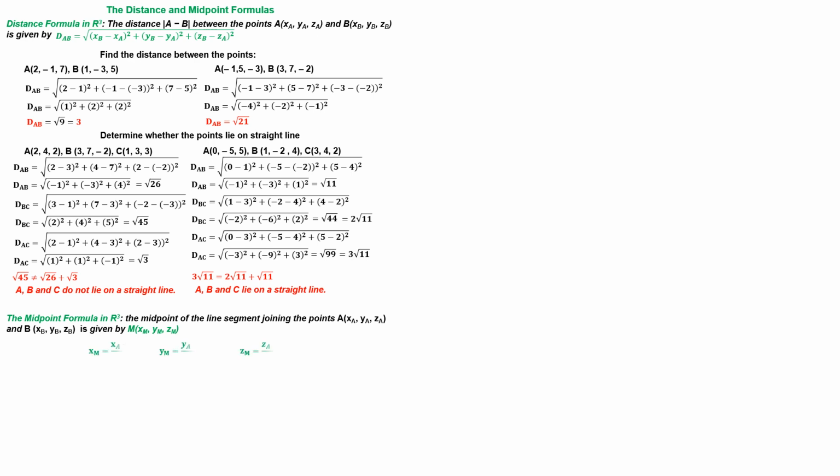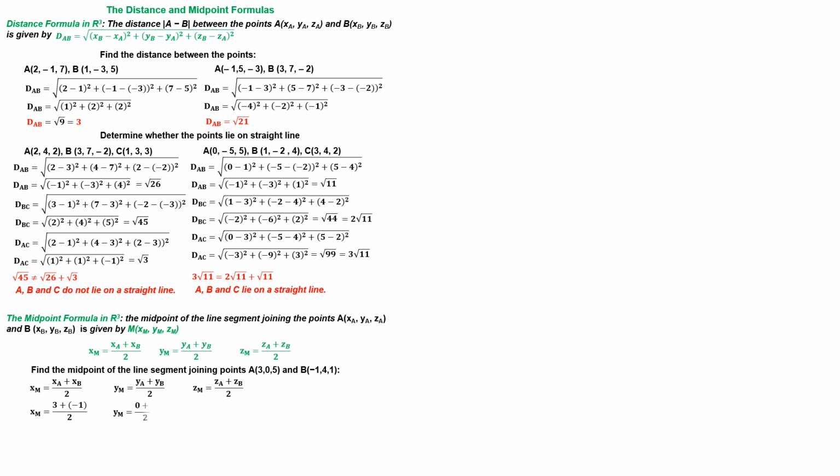In other words, to find the coordinates of the midpoint of the line segment, you add the x coordinates and divide by 2, add the y coordinates and divide by 2, and add the z coordinates and divide by 2. Let's see how it works. Find the midpoint of the line segment joining points A and B. To determine the midpoint, you add both x, y, and z values separately, and then divide each result by 2. The new values form the coordinates of the midpoint.